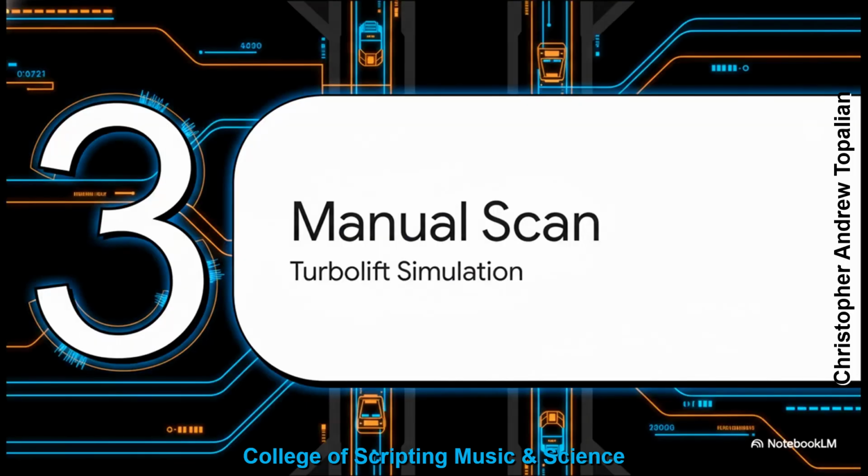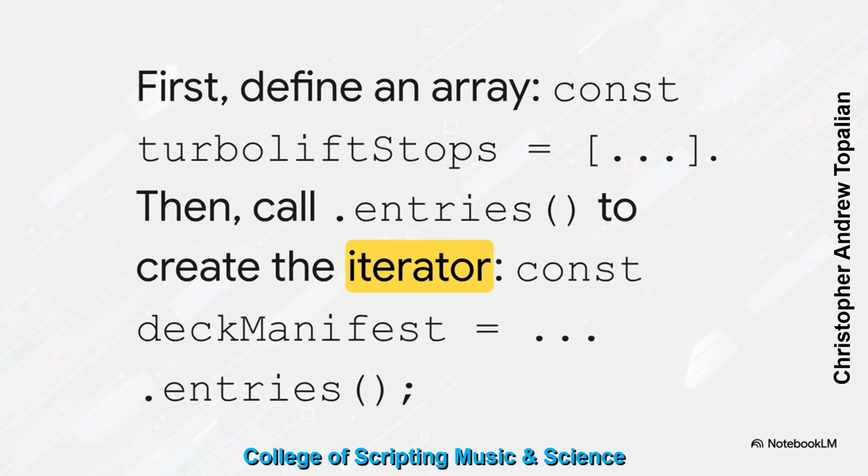Okay, so to really get a feel for how this stream works, let's run a little simulation. Imagine we're programming a turbolift, and we need to announce each step as we arrive. We're going to request the data from our stream manually, just one step at a time. This is where it gets really interesting. So first, we've got our simple array of destinations, right? Turbolift stops. Then we call .entries on it, and we create our iterator, which we're calling deck manifest. Now, the stream is technically live, but notice, nothing has actually happened yet.